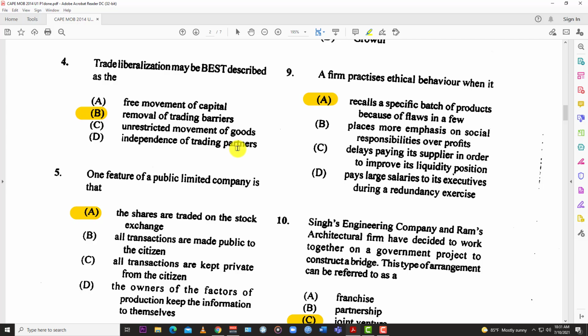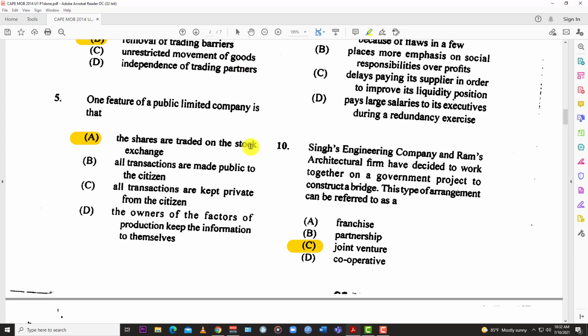Yeah, no, that one is a tricky one. That's a moral kind of thing there. I mean, that's not ethical behavior at all. That's terrible. Because imagine you're laying off people and you're paying your higher ups big money. That sounds like a company like Activision. I don't know if you all play games, but Activision would lay off their workers and then pay their CEO an exorbitant amount of money. That is why you shouldn't really support Activision and Call of Duty and those things. Anyway, so the answer is A. Recall a specific batch of products because of flaws in a few.